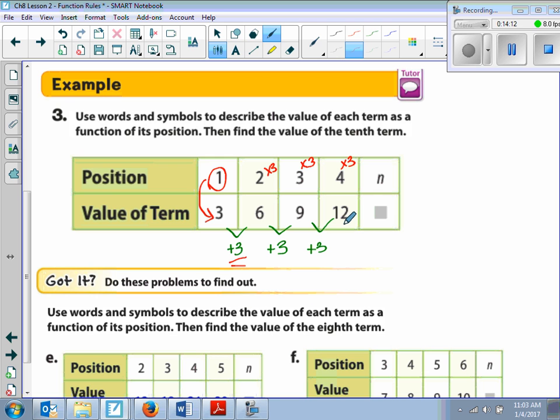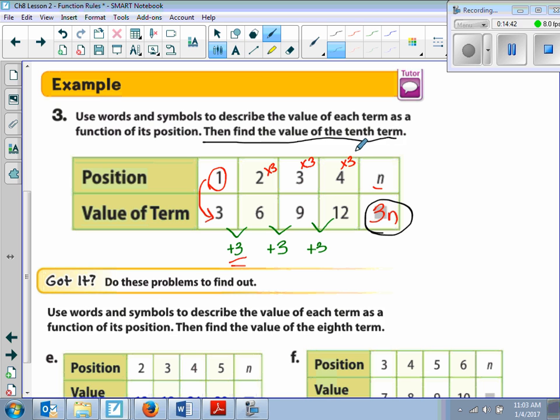12. So the rule here is that we're going to take that 3 and we're going to multiply it times the input value, which is n. So there is my rule, 3n. Is everybody clear? So then it says, find the value of the 10th term.